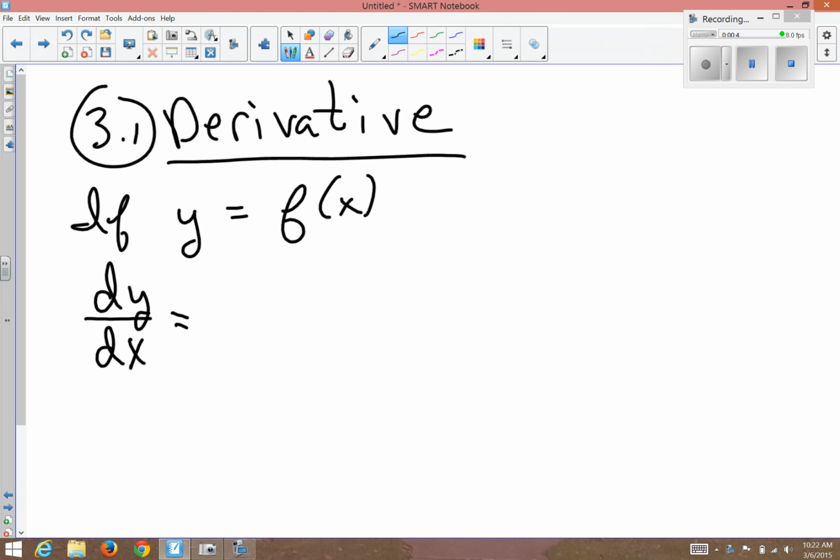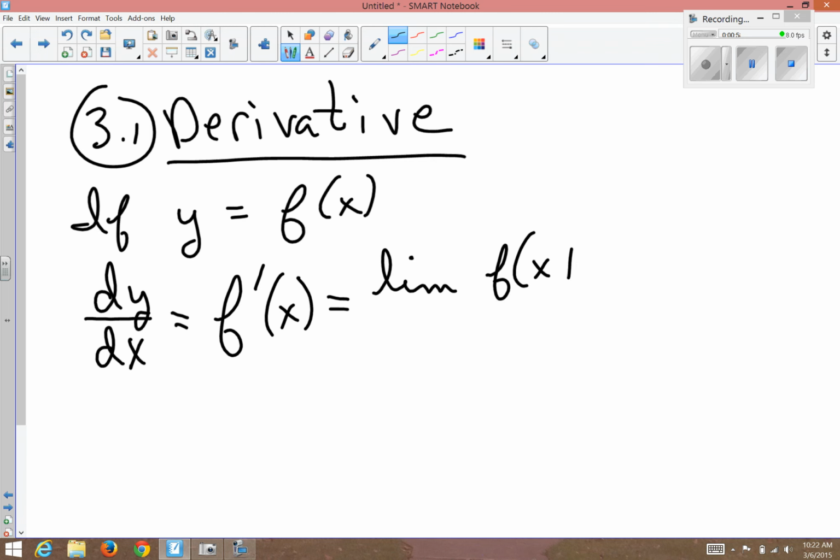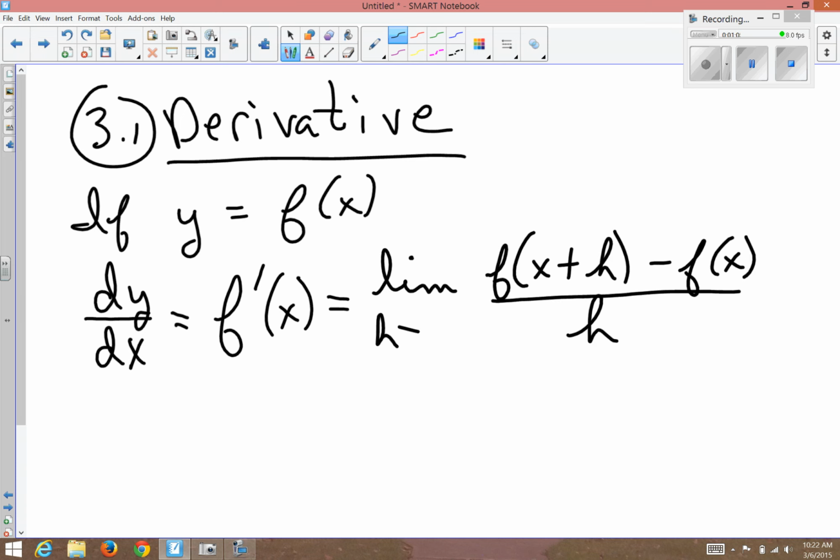Another symbol for the derivative of a function is f prime of x. And here is the important definition. The derivative of y with respect to x is the limit of f of x plus h minus f of x all over h, where h is approaching 0, and the h is actually delta x, change in x.